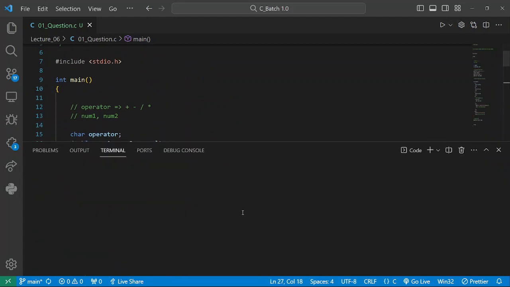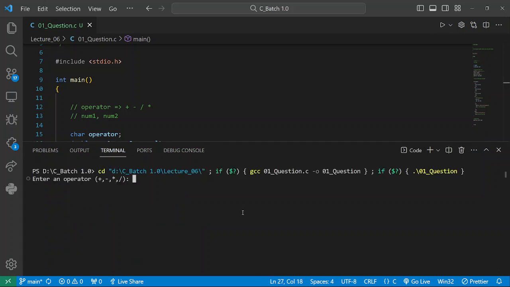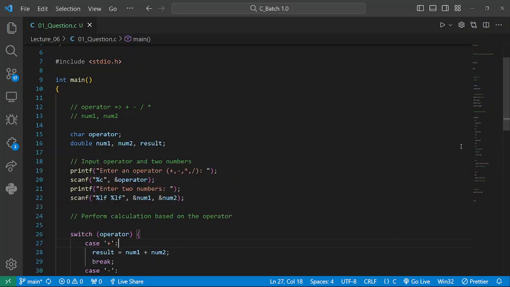So anyone, please give me any operator from your side. Yes, anyone, please. Division. Hmm. Any two numbers? Three and three, and what? 9. Is it working correctly? Yes. So I think our code is working fine.